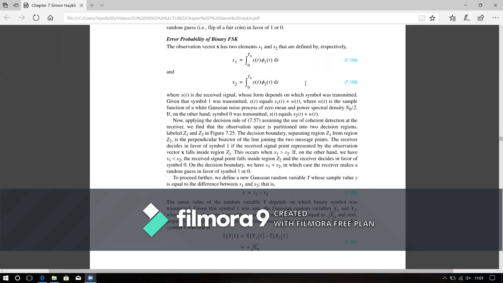Good morning, students. Today I will be doing the probability of error for the binary FSK system. Last class we discussed the signal space diagram of BFSK as well as the transmitter, how it generates the binary FSK signal, and how it recovers the binary FSK signal using coherent detection. Now today I will discuss the error probability of BFSK.